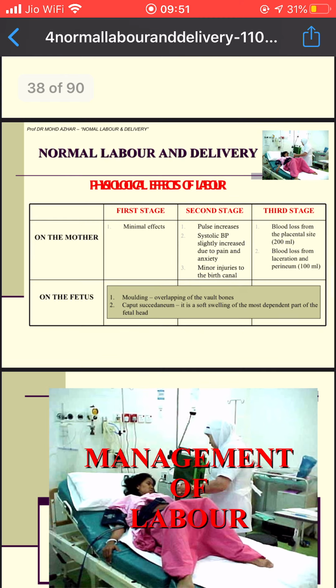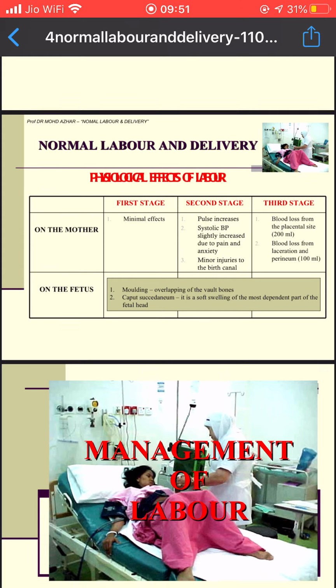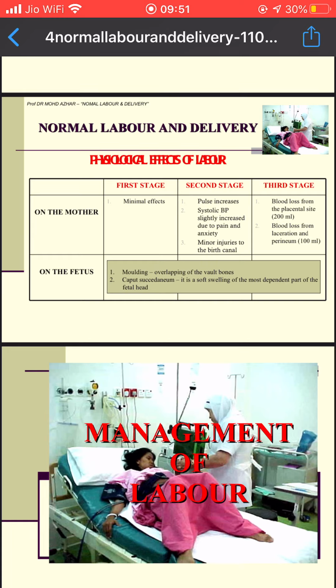Now, what are the effects of labor on mother and on fetus? In the first stage, there is minimal effect. Second stage, the pulse increases. Systolic BP is slightly increased due to the anxiety and pain. There could be minor injuries to the birth canal. Third stage, there would be blood loss from the placental site, and blood loss from laceration in perineum, around 100 ml.